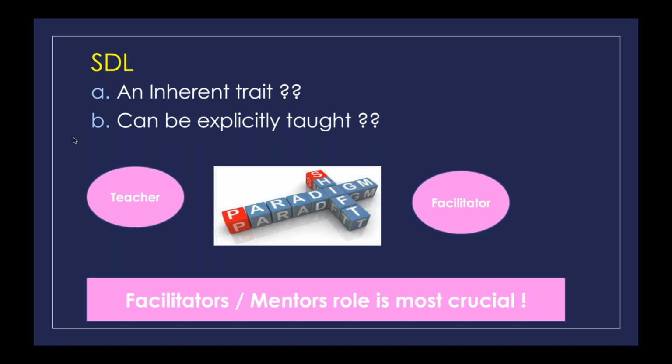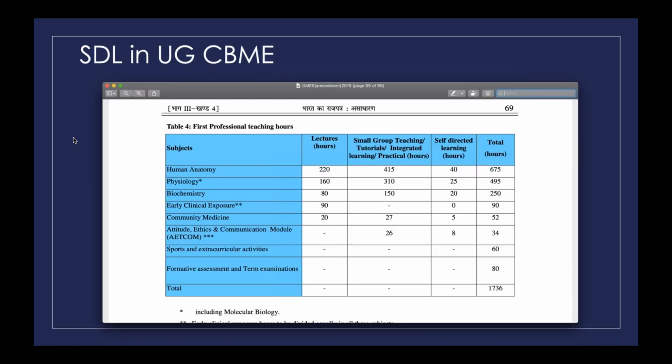Let's see how. Now again, an excerpt of GMER, because this time we'll be talking about GMER since we are talking about the new curriculum. I've just taken the first MBBS. You can see here, the first MBBS gives a lot of hours to the SDL. So anatomy, physiology, biochemistry, all of them have got self-directed learning hours. And you'll be surprised that most of the research on SDL has been done in the subject of physiology itself.